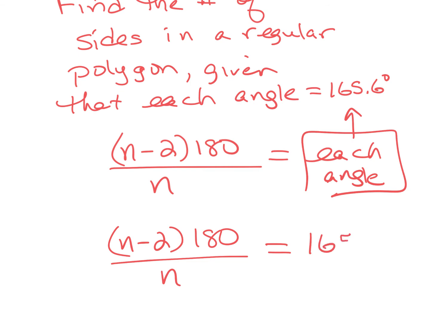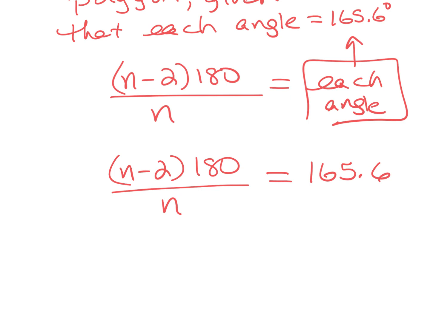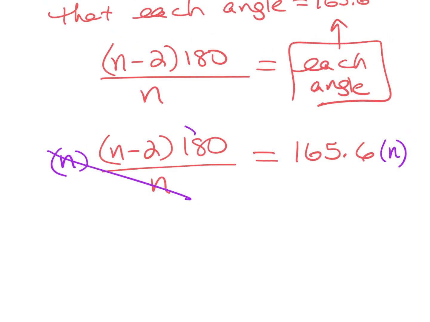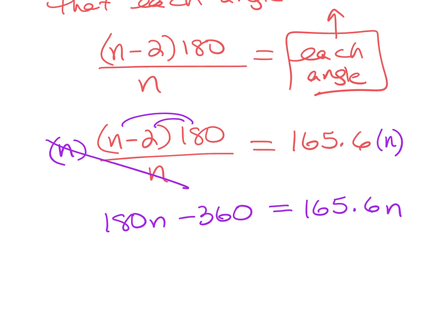Setting it equal to 165.6. So the first thing I want to do is get rid of my fraction. So I'm going to multiply both sides by n. That will cancel the fraction. I'm also now going to distribute the 180. So 180n minus 360 equals 165.6n. I need to get my like terms together, so I need to subtract the 180n from both sides.